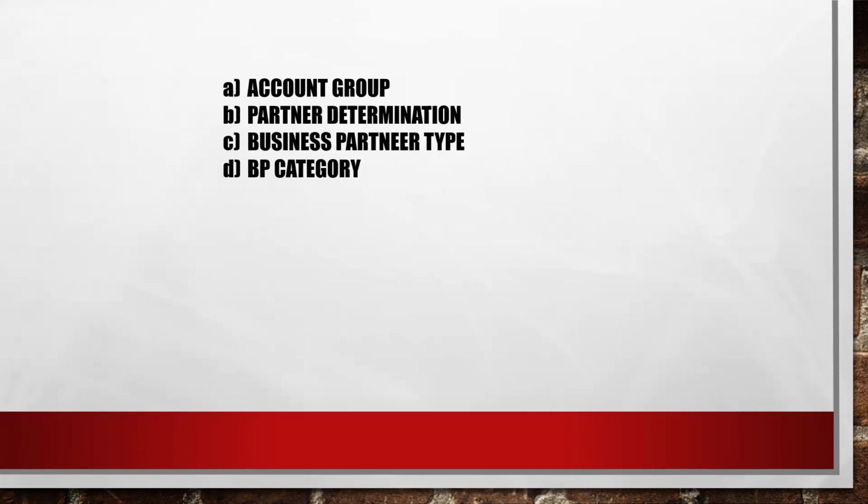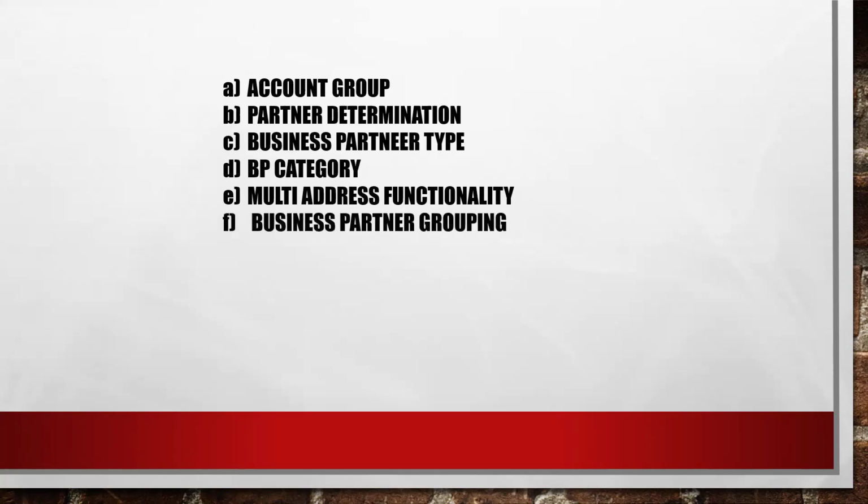Partner determination is wrong. Business partner type is wrong. BP category is wrong. Multi-address functionality is a functionality that exists whereas in ECC you have a single address; here you can maintain multiple addresses. It is nowhere related. Business partner grouping, this is the right answer.